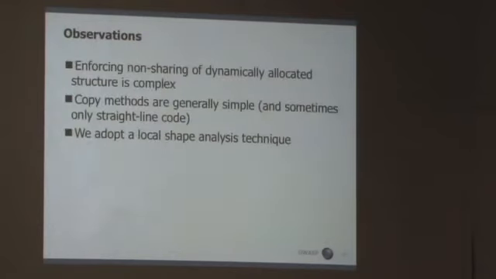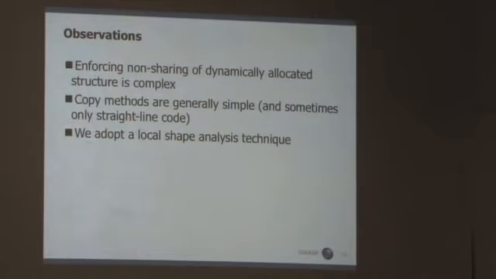Now, if we want to move to the enforcement part of it, then enforcing non-sharing of dynamically allocated structures is not that straightforward, because you have to keep track of these rather involved structures. What comes to the rescue here is that copy methods are generally simple, and we limit ourselves to verifying what's called, in quotes, reasonable copy methods. In certain cases, they're just straight line code, actually.